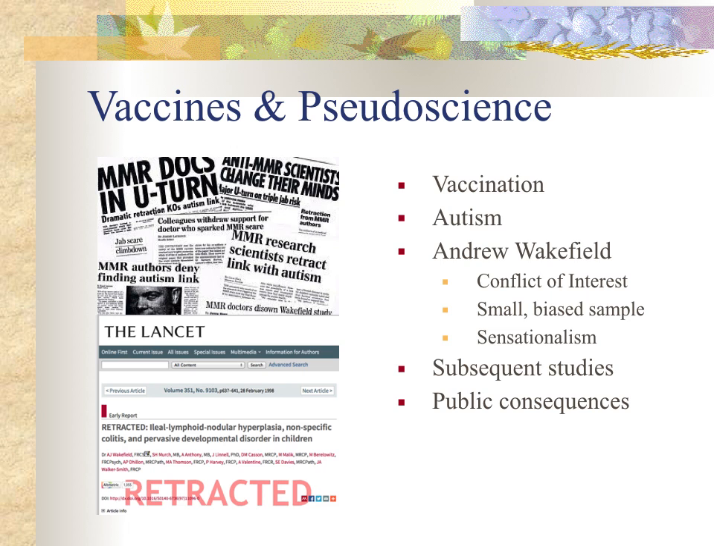And a medical doctor, Andrew Wakefield, published a paper in The Lancet, one of the most important medical journals in the world, where he examined a small number of patients with autism and compared them with controls. And he came to the conclusion that there was a correlation between vaccination with the measles, mumps, and rubella vaccine and the development of autism. Subsequent studies were unable to replicate this.